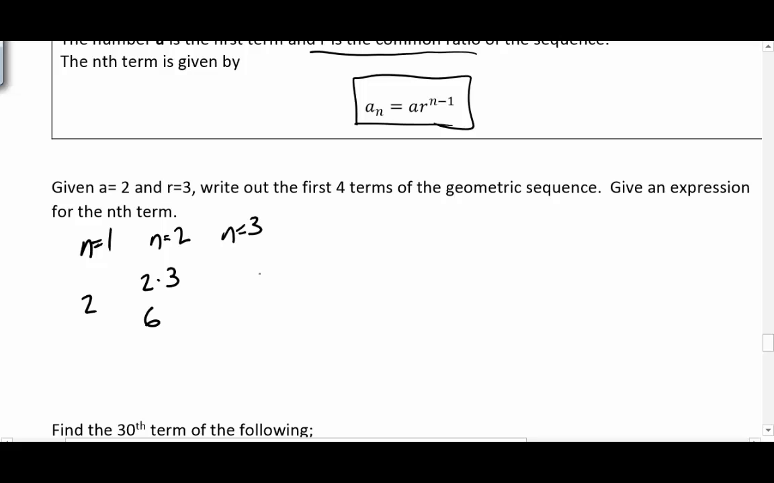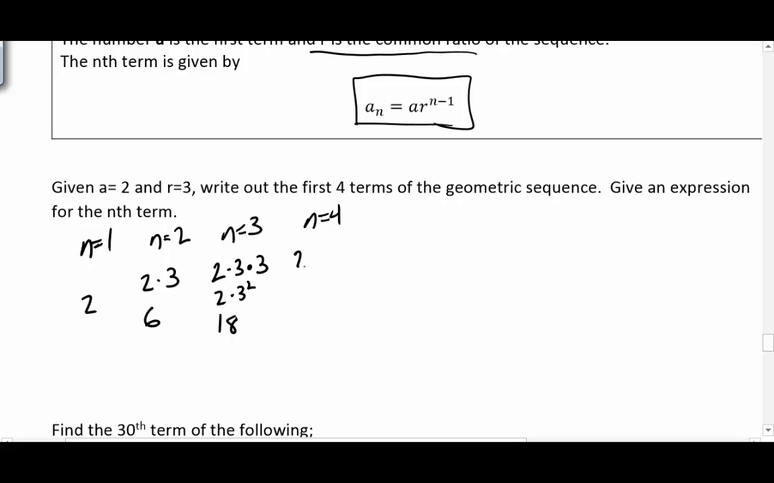Well, let me show you a couple different ways to do this. Take 2 times 3 times another 3, or 2 times 3 squared. So notice our exponent is 1 less than the position in the pattern. And then this would be 18. So we could have just done 2 times 9 is 18, or we could have just taken that 6 times 3 and gotten 18.